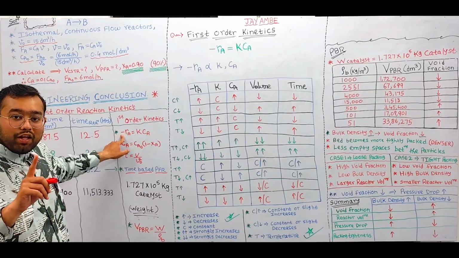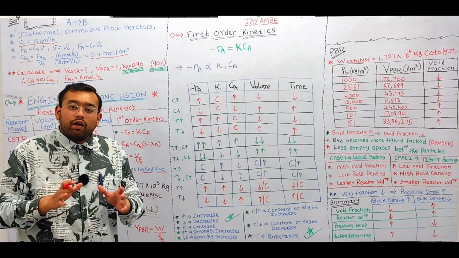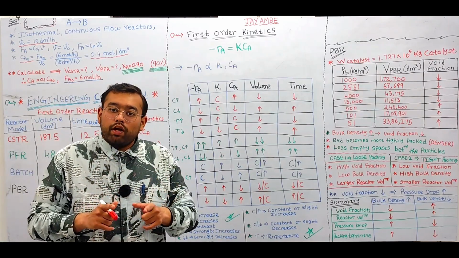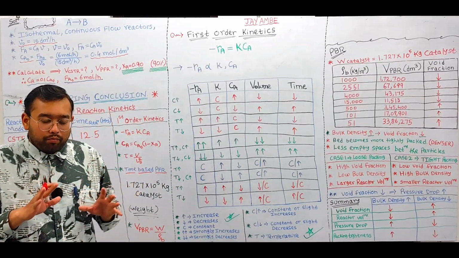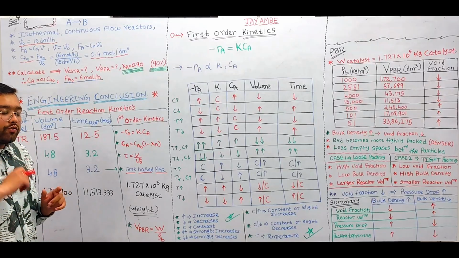As alike with the plug flow reactor. At the inlet stream of the plug flow reactor, we have the highest concentration of reactant present, due to which the reaction rate also increases. So both are the same. I hope you have understood. Now let's come back to the batch reactor.